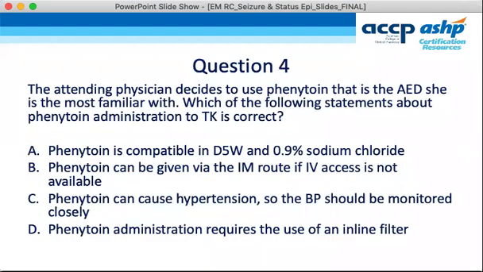However, the attending physician decides to use phenytoin because that is the antiepileptic that she is the most familiar with. No problem, no biggie. So which of the following statements about phenytoin administration to TK is correct? So A, phenytoin is compatible in D5 and 0.9% sodium chloride.